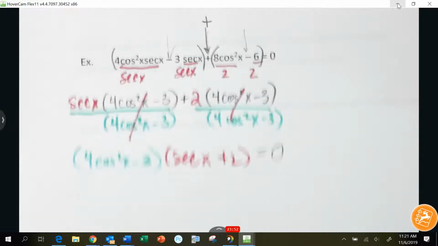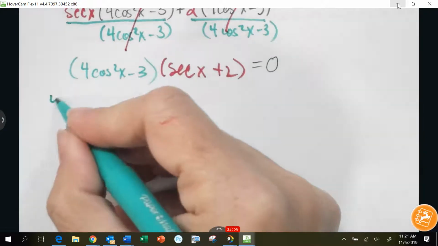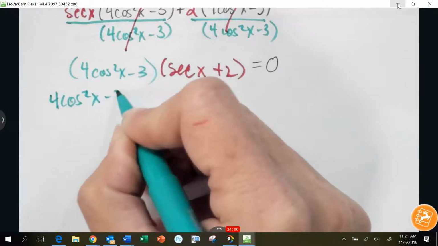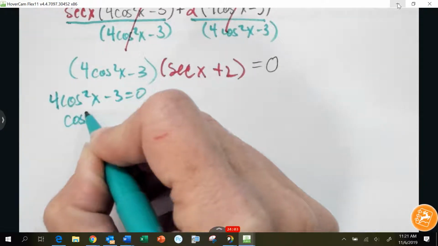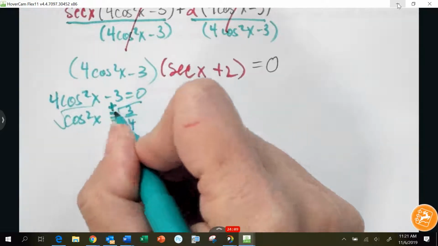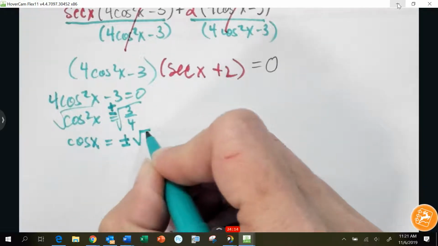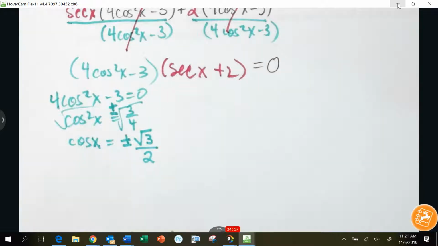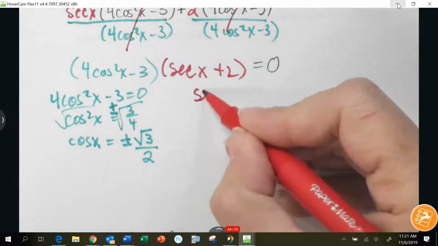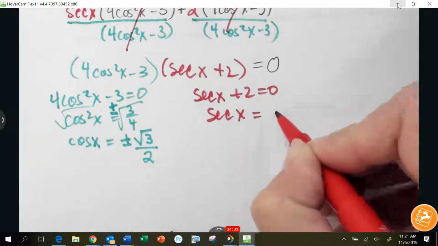So now we can solve each factor. 4 cosine squared x minus 3 equals 0, so cosine squared x equals positive 3/4, square root with a plus or minus. Cosine x equals plus minus radical 3 over 2, because I just square rooted the 3 and the 4. This one, secant x plus 2 equals 0, so secant x equals negative 2.